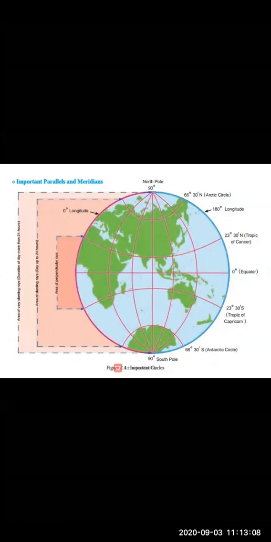Okay, children. So now moving ahead, based on the distribution of temperature, the earth can be divided into torrid, temperate and frigid zones, or tropical, temperate and polar regions. Now what do you mean by torrid, temperate and frigid? We are going to study in detail. I'm going to give you the meaning of it, children.